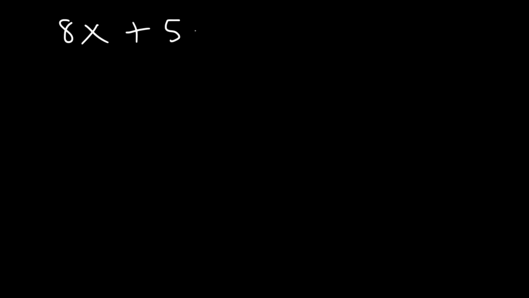In that last example, we solved an equation that looks like this after cross multiplying. So this is a multi-step equation. Now, before separating 8 and x, you need to get rid of the 5 on the left side. So the opposite of addition is subtraction.